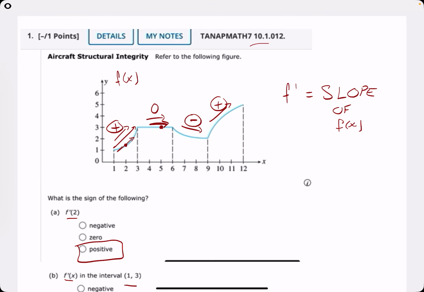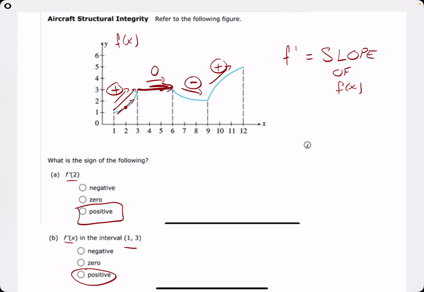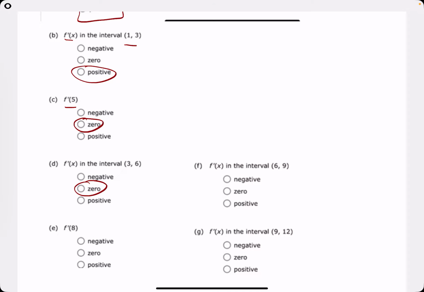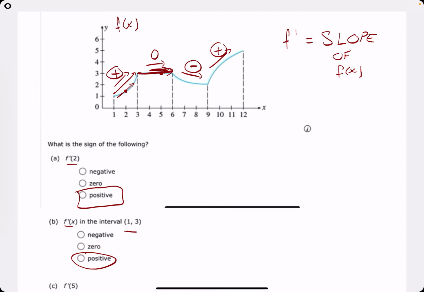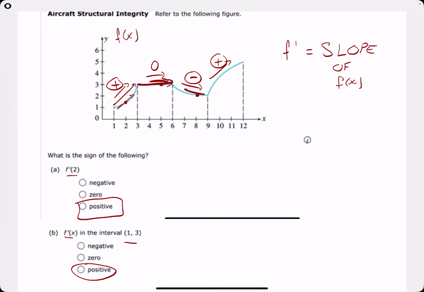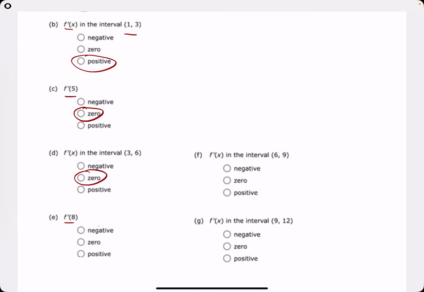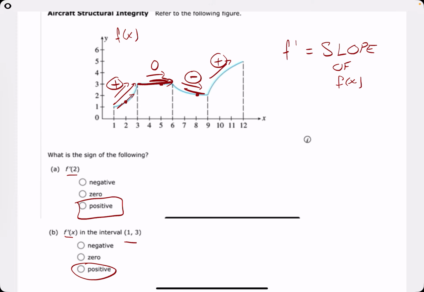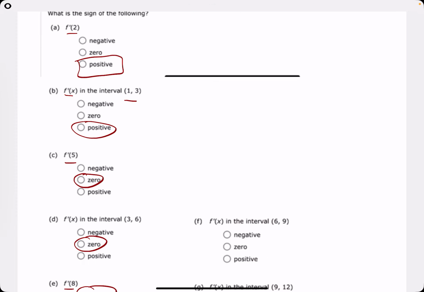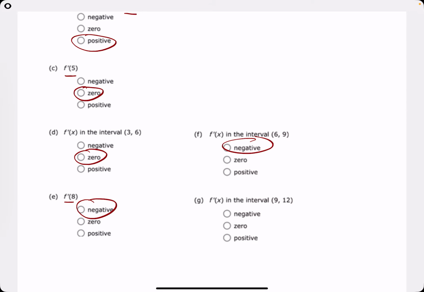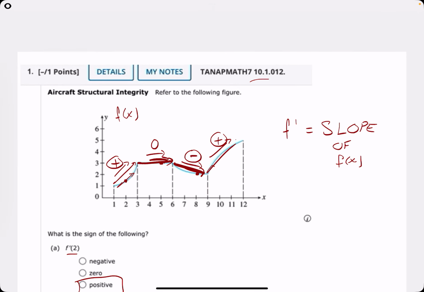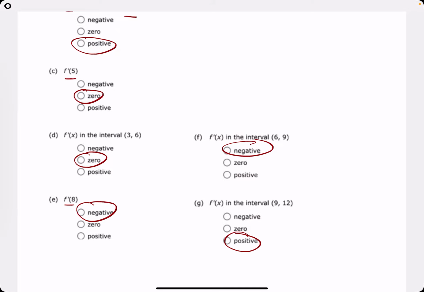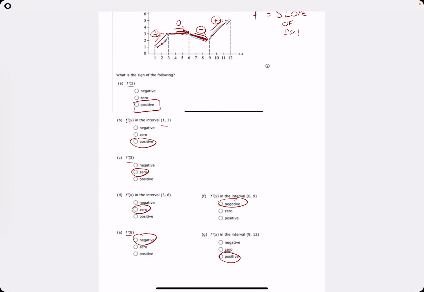D, f prime on 3 to 6. Well, 3 to 6 is the entire 0 interval, so 0. F prime of 8 is right here on this negative slope, so f prime of 8 is negative, which means 6 to 9 is that whole negative slant, which means f prime is negative, and then f prime from 9 to 12 is positive. Hope that makes sense. Let's go to number 2.